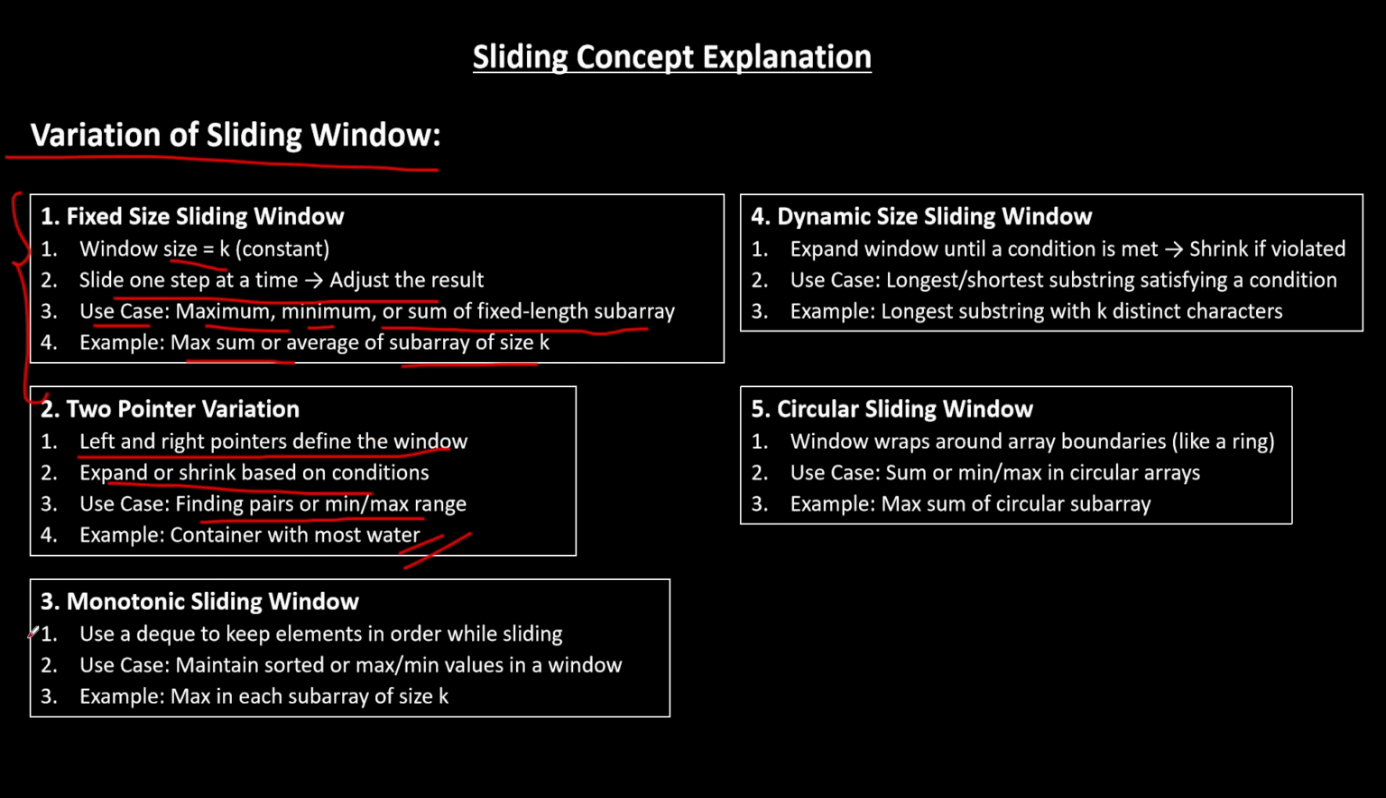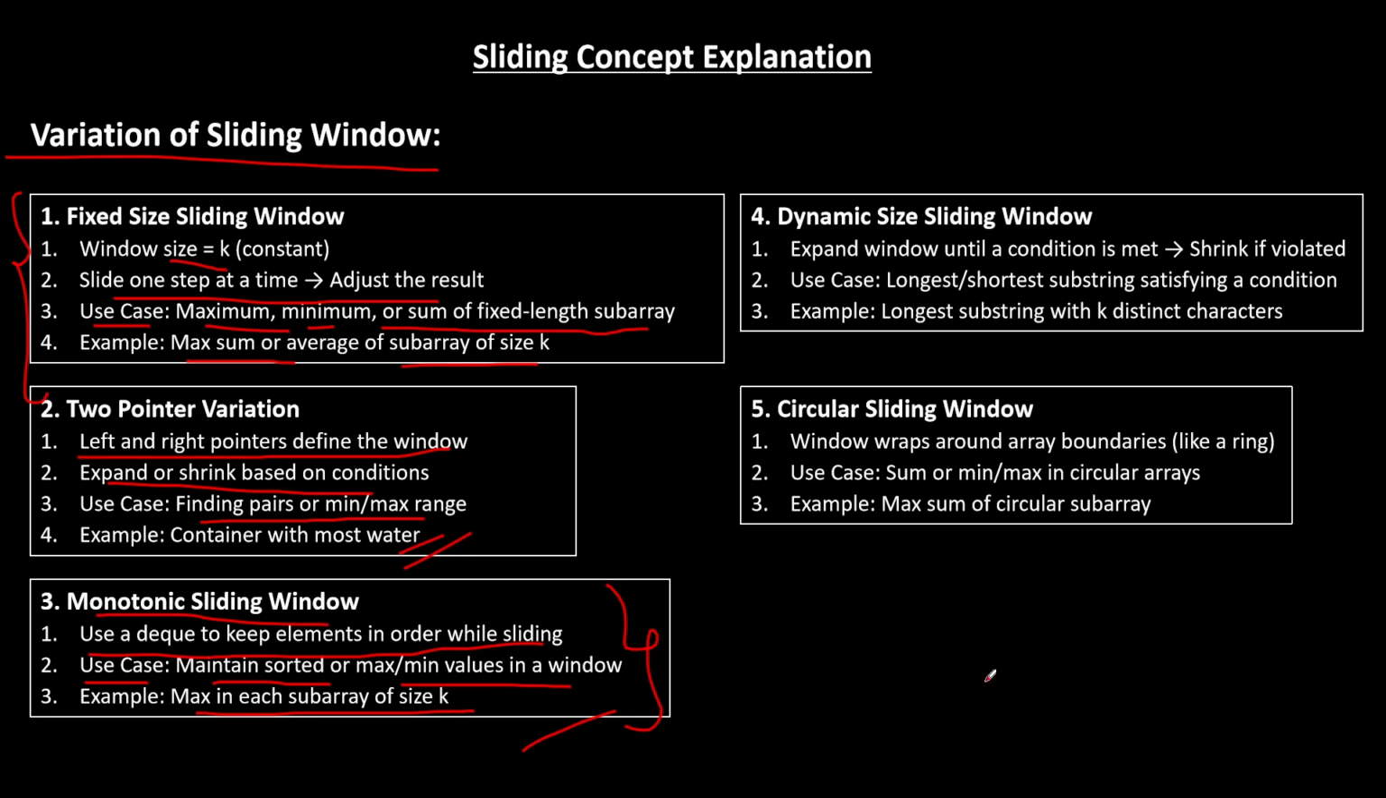The third variation will be monotonic sliding window. We use a DQ to keep elements in order while sliding. DQ is a data structure in a nutshell where we can push and pop from back, push or pop from front. Right? This is DQ. The use case could be maintaining a sorted or maximum minimum values in a window. Maximum in each subarray of size k. Whenever you have to maintain sorted maximum or minimum values in the window, we have to use DQ, and this is called the monotonic sliding window technique.